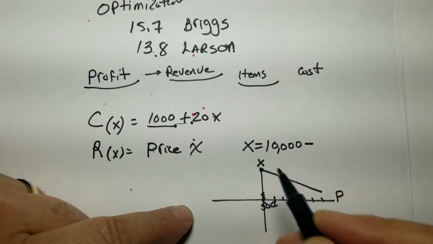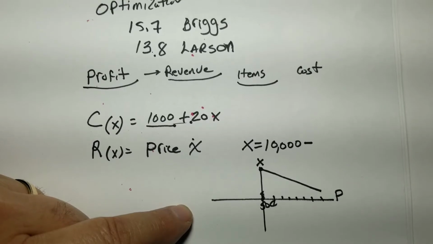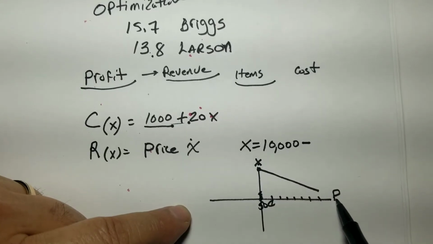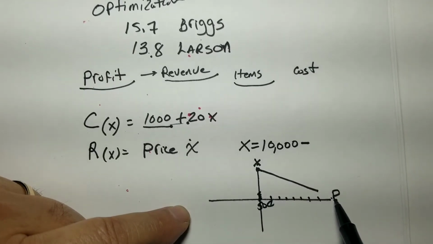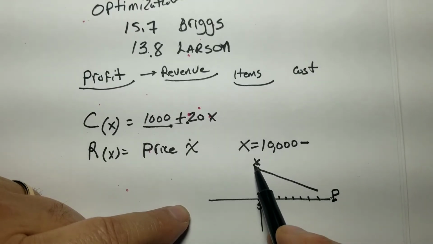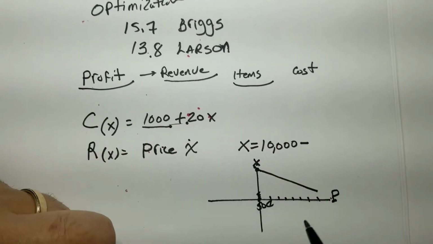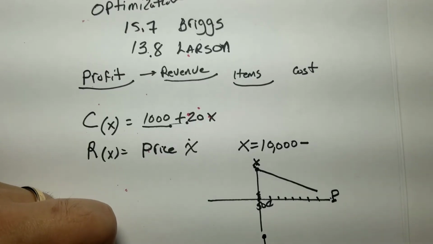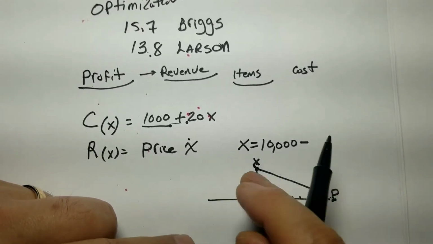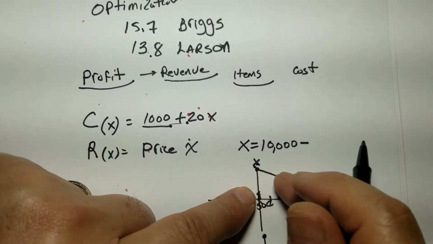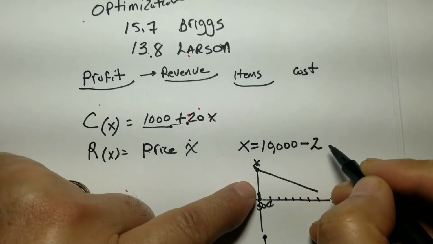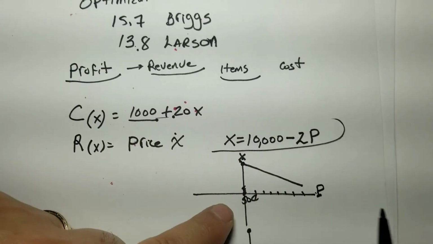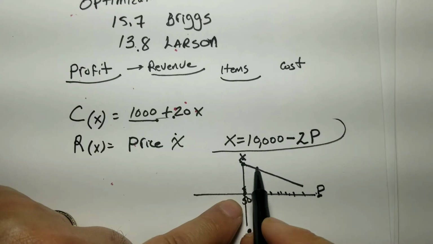Therefore, if this is your demand and this is your price, either the price is a function of demand or the demand is a function of the price. Let's assume right now that P is dependent and X is independent. Sometimes it is the other way around. Or on many occasions, X, the demand, is independent and the price is dependent. Therefore, in here, I'm just going to leave it like that. And I'm going to say, as the price increases, like $2 per item, the number of items you sell becomes less and less. Therefore, as X increases, the price goes down.